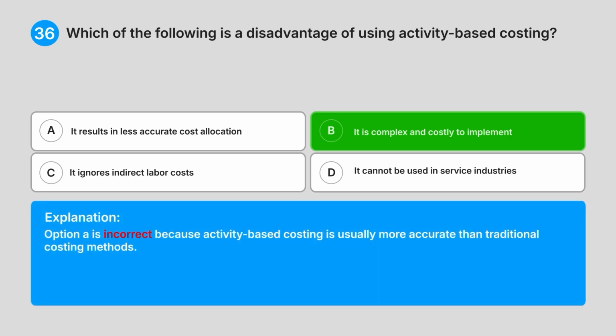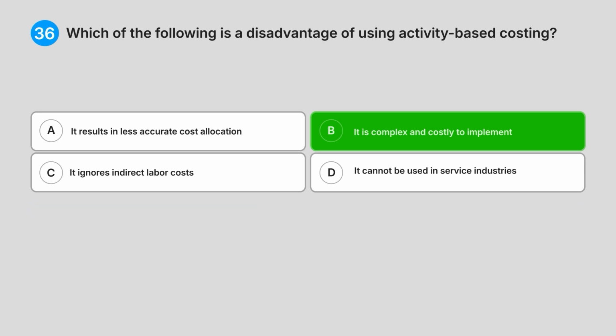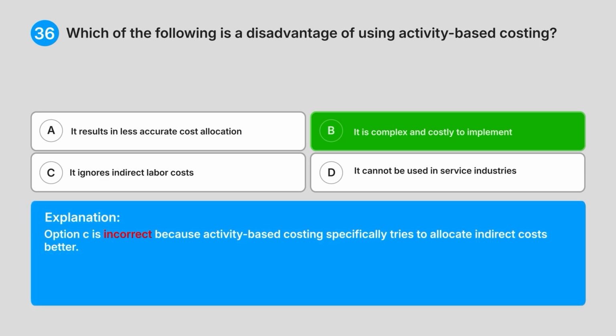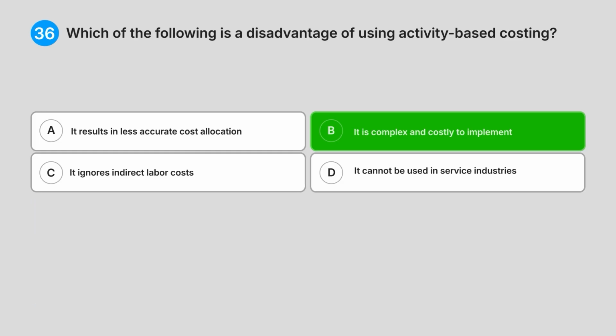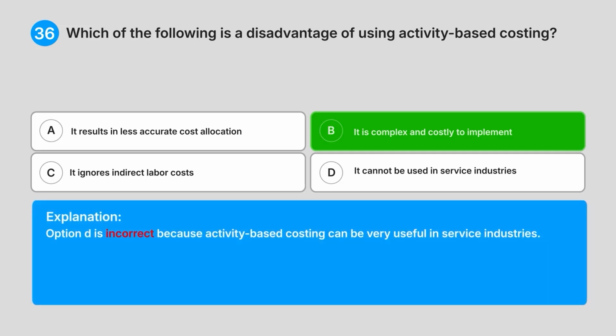Option A is incorrect because activity-based costing is usually more accurate than traditional costing methods. Option C is incorrect because activity-based costing specifically tries to allocate indirect costs better. Option D is incorrect because activity-based costing can be very useful in service industries.